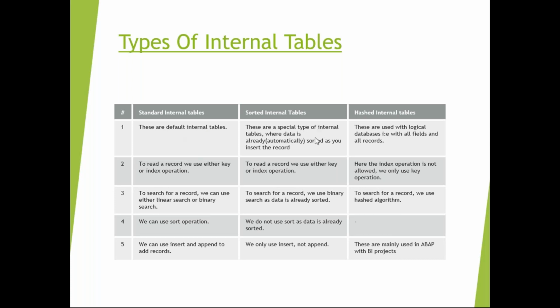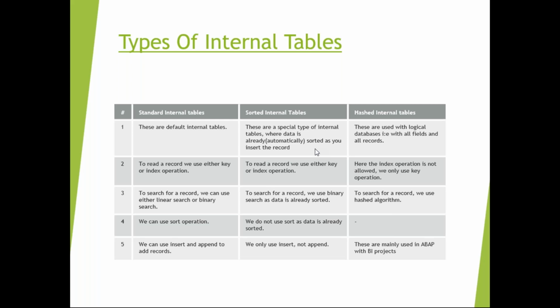And these are the special types. Sorted internal tables are a special type of internal table where the data is automatically in sorted order. No need to write the sort statement explicitly, whereas if you're taking a standard internal table, you have to write a sort statement. And the third one is the hashed internal table. These are used for logical databases with all fields and records. So when you have something like an LDB, then you go for a hashed internal table. But most of the time we are using the standard internal table.